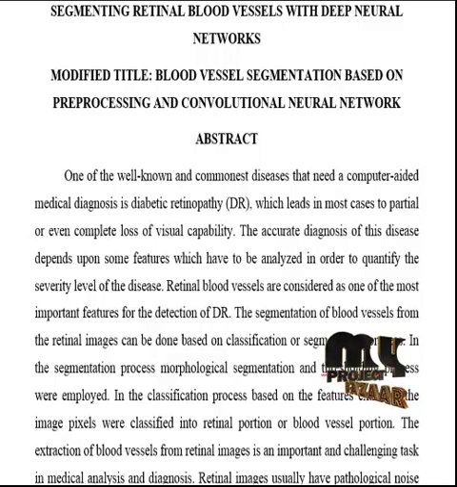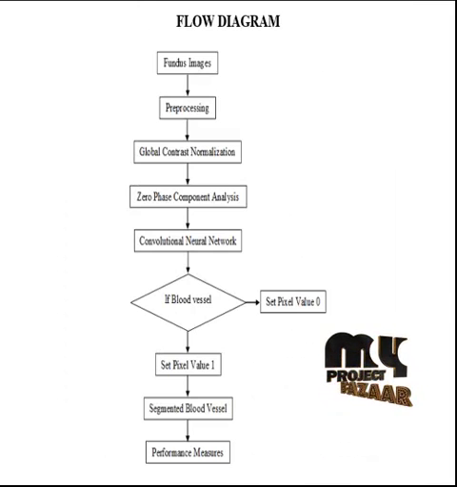The blood vessel regions are segmented with the help of a convolutional neural network classifier. The performance of the process is measured based on performance metrics like accuracy, sensitivity, specificity, area under curve, and kappa. Let me show the flow diagram of the process. The input of the process is the fundus images obtained from the dataset.